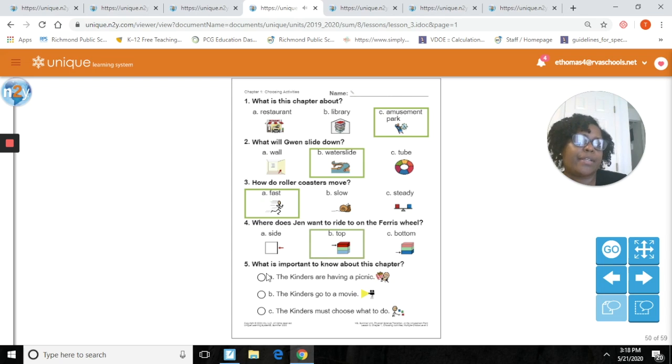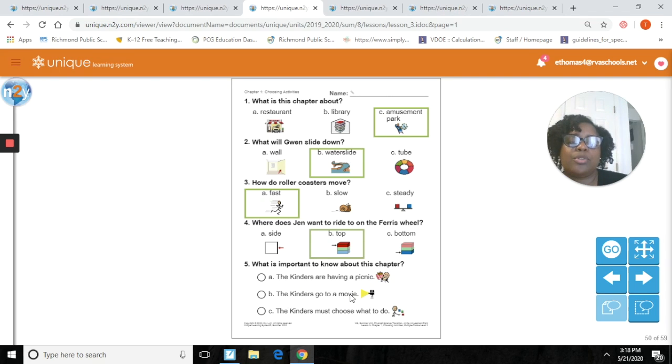So number 5 says, what is important to know about this chapter? A, the Kinders are having a picnic. B, the Kinders go to a movie. Or C, the Kinders must choose what to do. A, B, or C. So now for this particular question, let's use a strategy called a process of elimination. Okay? So the Kinders are having a picnic. Did our story mention anything about a picnic? No, it did not. So we can just put an imaginary X over that.